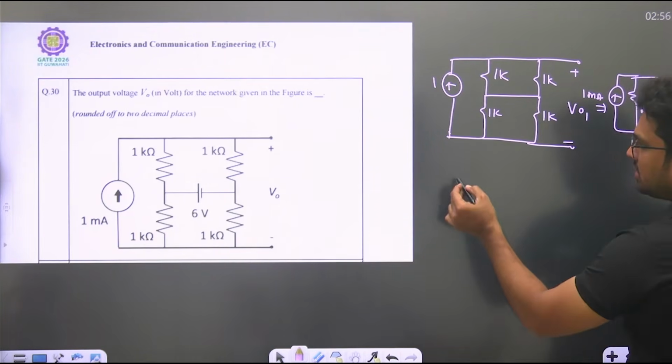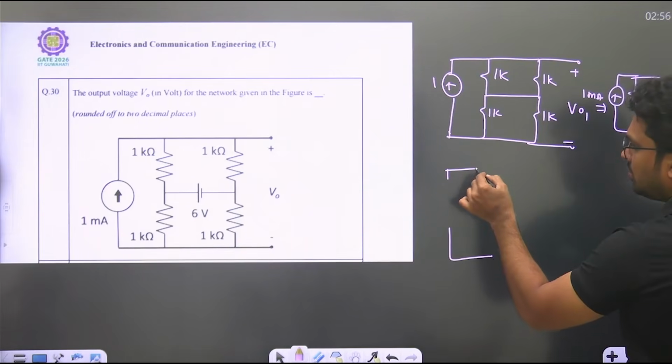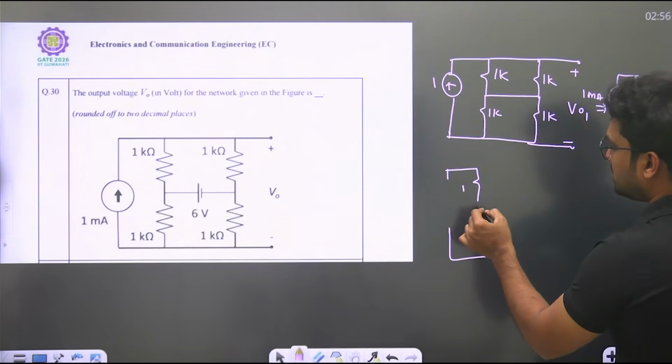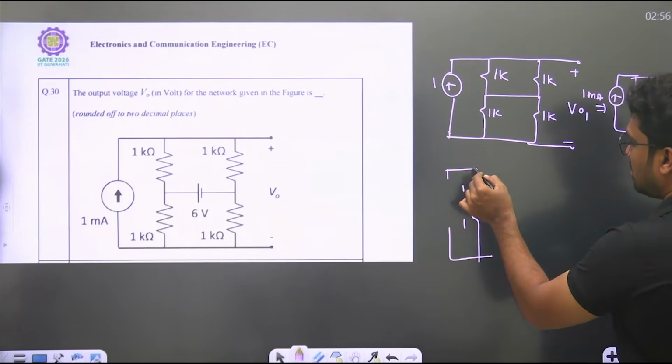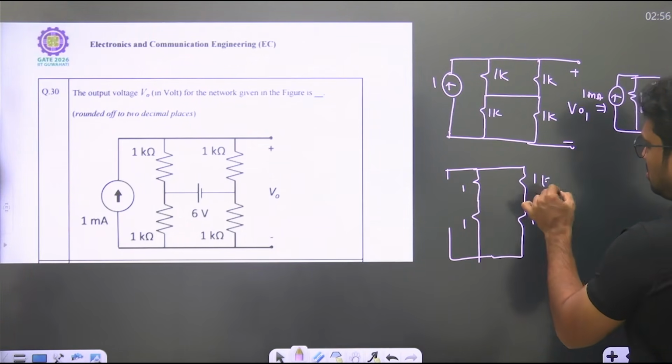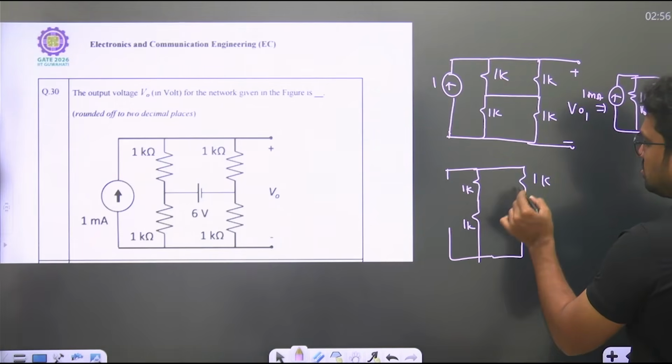Second case is to apply the 6 volt source and replace the current source with an open circuit. If you replace it with an open circuit, you will get a balanced bridge kind of circuit. I'm replacing my current source with an open circuit.